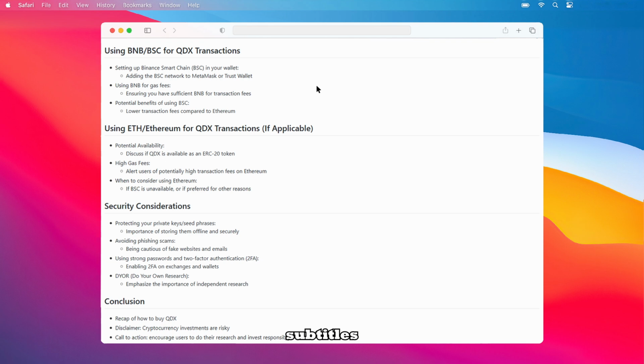In conclusion, remember that buying QDX involves several steps, depending on whether you choose a centralized exchange like MEXC Global or a decentralized exchange like PancakeSwap or Uniswap. Always remember that cryptocurrency investments are risky. So we encourage you to do your own research and invest responsibly.